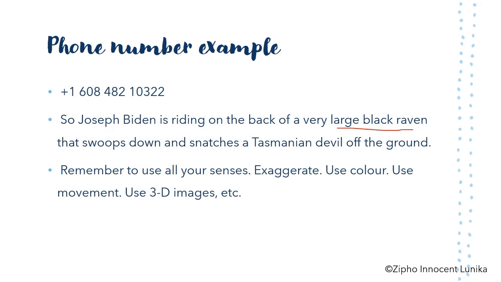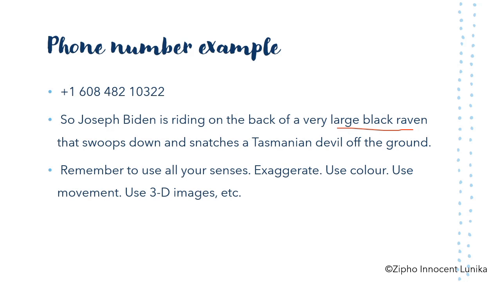A large black raven, perhaps its eyes are glowing, right? And I think of Joseph Biden, think of the suit that he's wearing and how it's flapping in the wind. Think of the large claws, think of the scream and the screech that the Tasmanian devil lets out as it's being stripped off the ground. Use color, use movement, use 3D images. Remember to incorporate all the elements of memory that we have already explored.